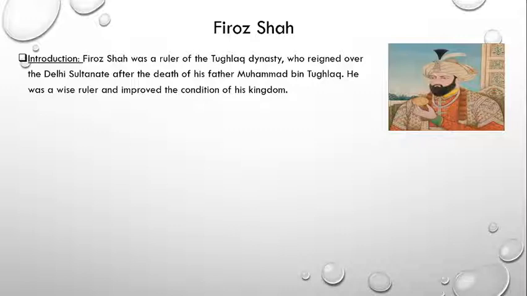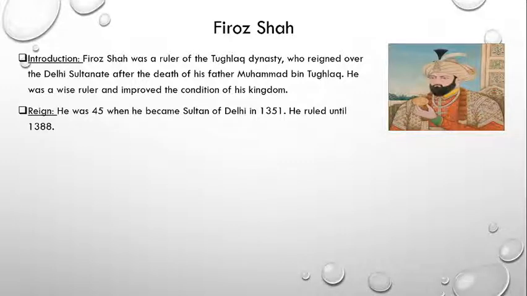He also shifted his capital back to Delhi, and he tried to overcome the losses that were made during the reign of his father. Reign or ruling period of Firoz Shah. He was 45 when he became Sultan of Delhi in 1351. He ruled until 1388. Overall, he stayed as a Sultan for 37 years.